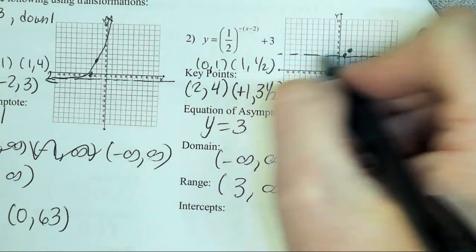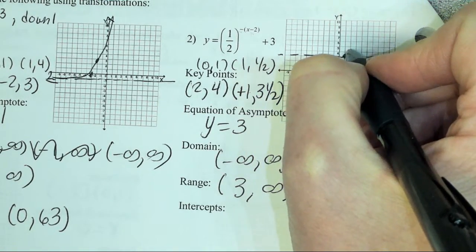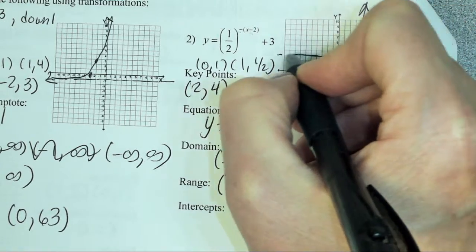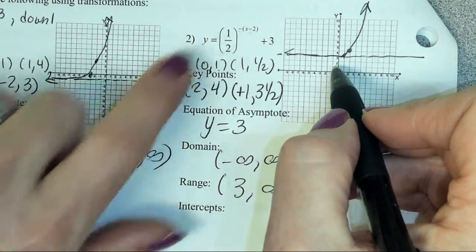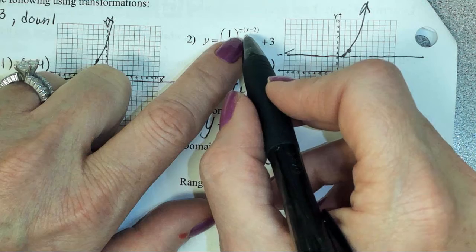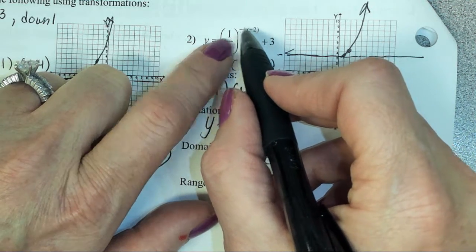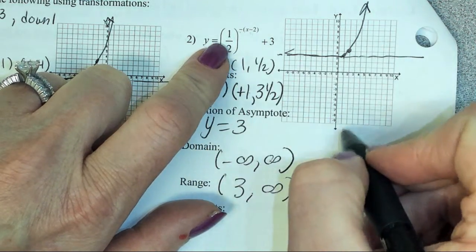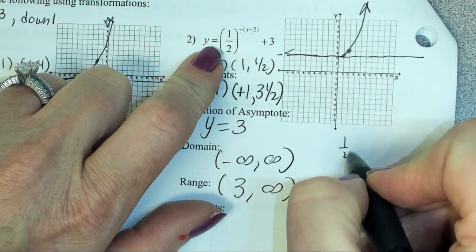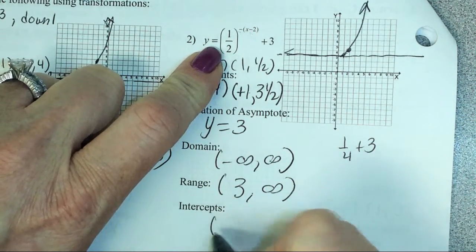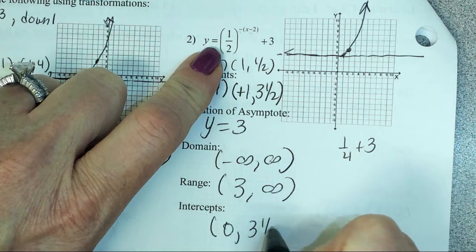Do I have my other one? I'll find it here in just a second. So this is going to go up like this. I would have to have a y-intercept. So I'd plug in 0 for x. 0 minus 2 is negative 2 times a negative would be a positive 2. 1/2 squared is 1/4 plus 3. So my intercept, when x is 0, I get 3 1/4.